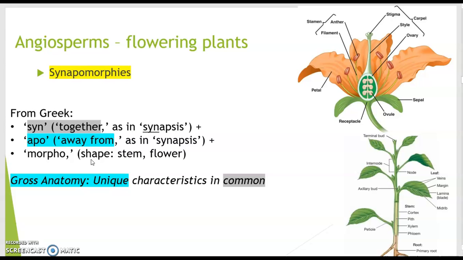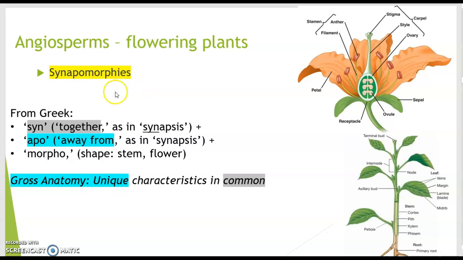And we're talking about the characteristics that are in common for the shapes of these flowering plants. So the shapes of the stem, the shapes of the flower. So if you think about it, we are looking at something like unique or away from characteristics that these angiosperms have in common or in a synaptic relationship. So these are synapomorphies. That will be really helpful for you to remember for your exams. That's why I go over the word of synapomorphies.